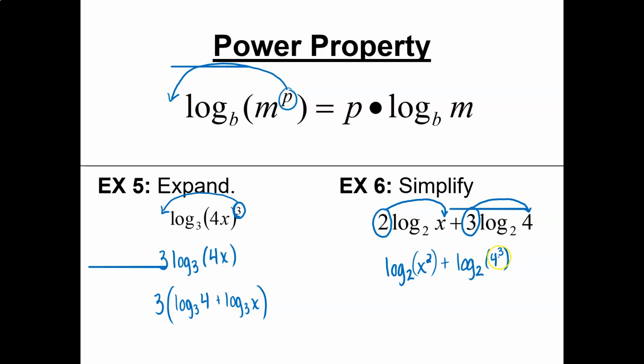So, 4 to the third is 64. So, this is log base 2 of x squared plus log base 2 of 64. And then I can put those together because I've got that plus sign. What operation do I use when there's a plus sign and I'm combining? Addition. So it'll be log base 2 of 64 x squared.